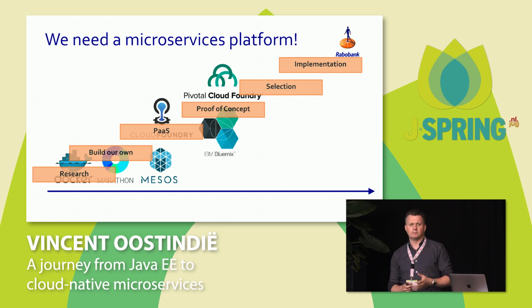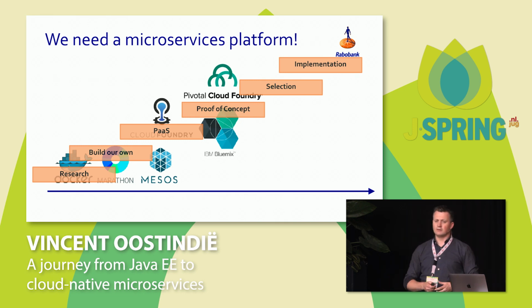Bluemix we obviously picked since we're Rabobank and we have a big contract with IBM. It's a strategic partner, so we cannot not look at IBM, I should say. And by the way, it's not like we had to look at it because we had to. It's actually pretty good stuff.